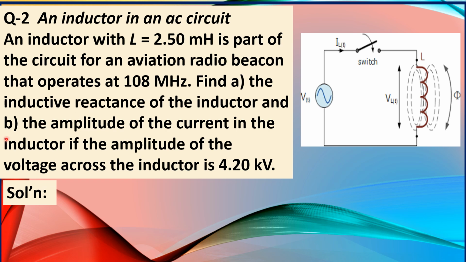And question letter B. Find the amplitude of the current in the inductor if the amplitude of the voltage across the inductor is 4.20 kilovolts.